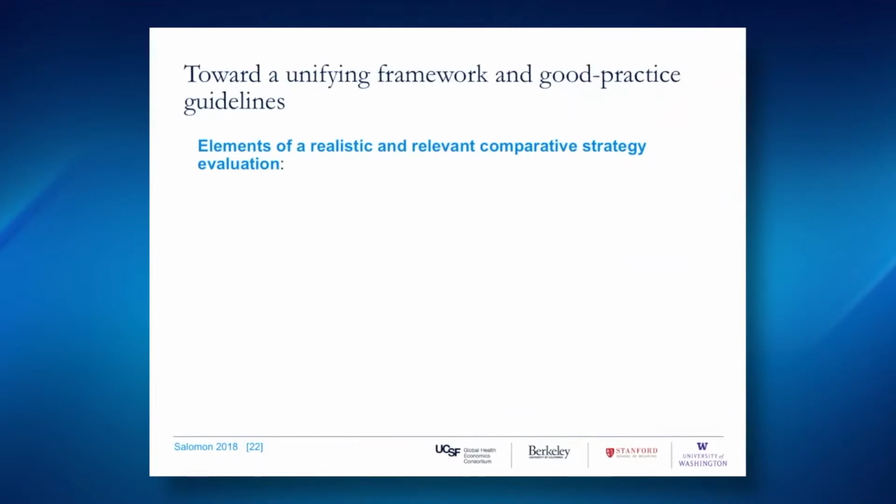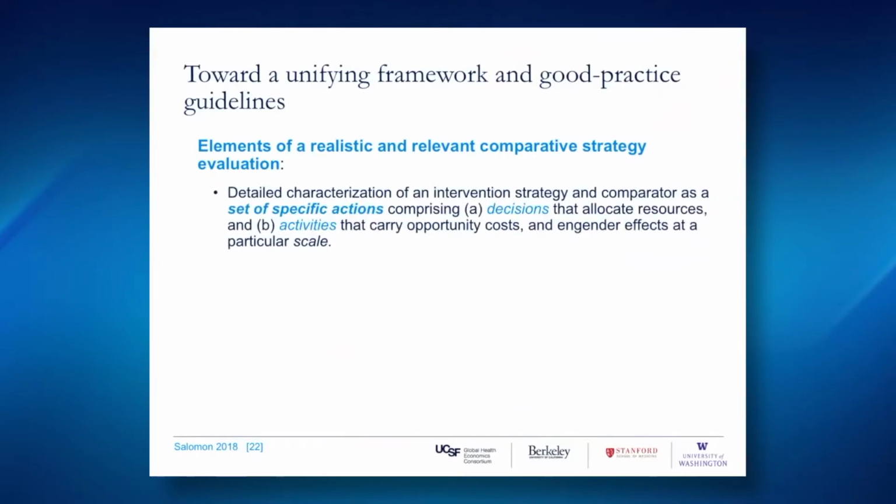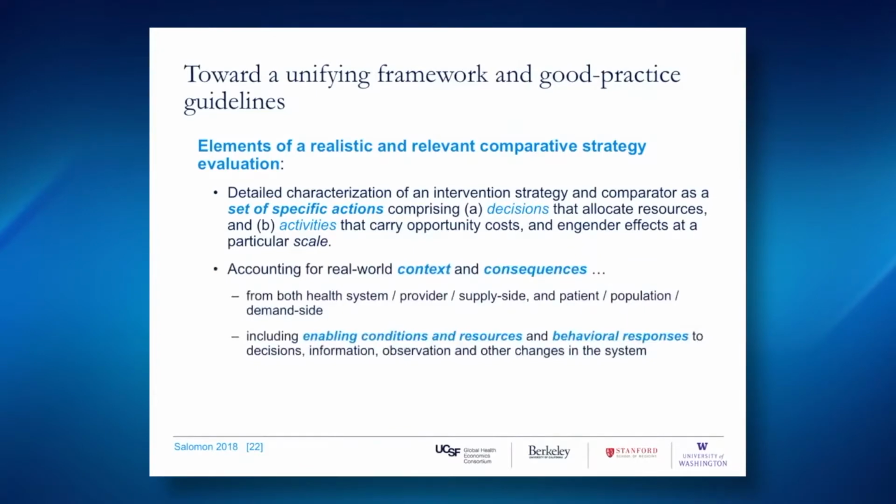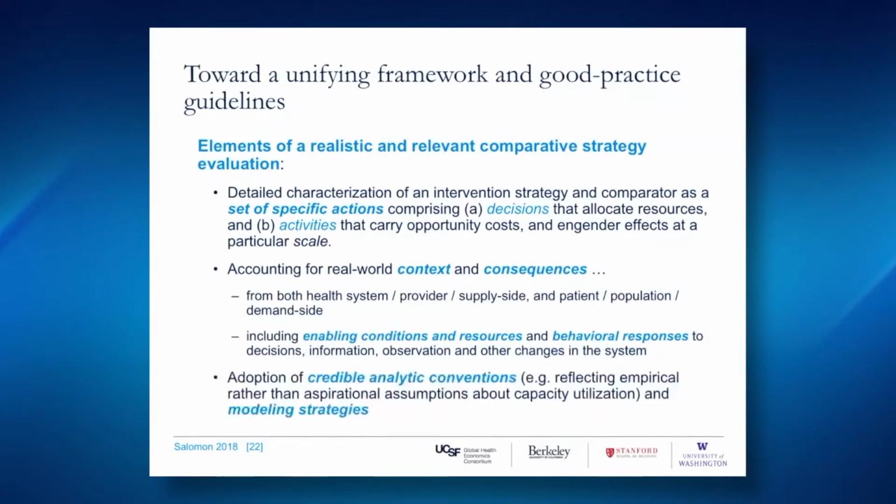Thinking about elements of a realistic and policy-relevant strategy evaluation. I think that requires, as I've suggested today, a detailed characterization of intervention strategies, including specific actions, the decisions that allocate resources, the activities that carry costs and consequences, and a need to account for real-world context and consequences, both on the supply side, the health system side, as well as the patient population or demand side. A recognition of enabling conditions and resources, and importantly, the behavioral response to the decisions, information, observation, and other changes in the system.